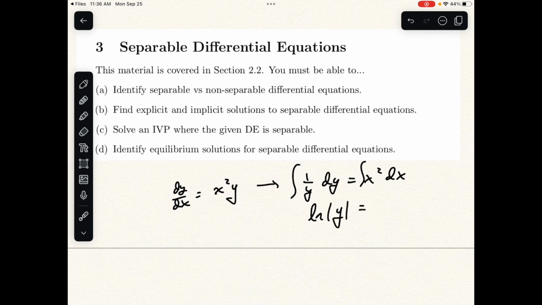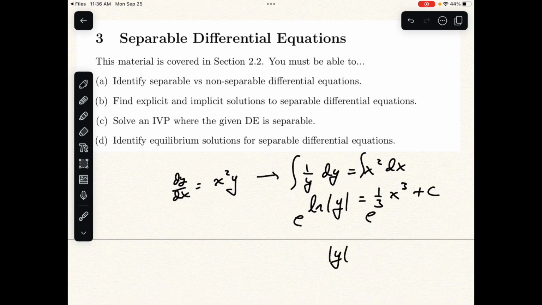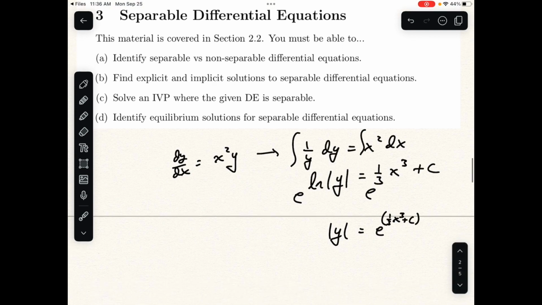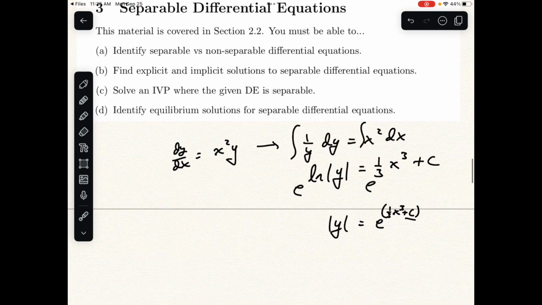So ln of absolute value of y equals 1/3 x cubed plus c. And then just do e to the power of both sides, and you get absolute value of y is equal to e to the 1/3 x cubed plus c. You can bring this plus c out as a times. This is like e to the 1/3 x cubed times e to the c, just using exponent rules. But e to the c is just a constant, so we can put that constant out in front. And we can also drop the absolute values by saying that, well, if absolute value of y equals this, then y is equal to plus or minus this.